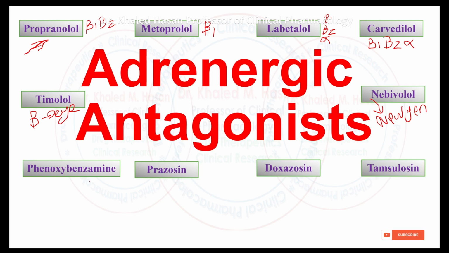Now at the bottom we have phenoxybenzamine, a non-selective alpha blocker. Then we have prazosin, an alpha 1 blocker, and doxazosin, an alpha 1 blocker. Tamsulosin is an alpha 1A blocker. We are going to speak about all these drugs and agents, and we'll talk about the clinical application and side effects, if there are any.